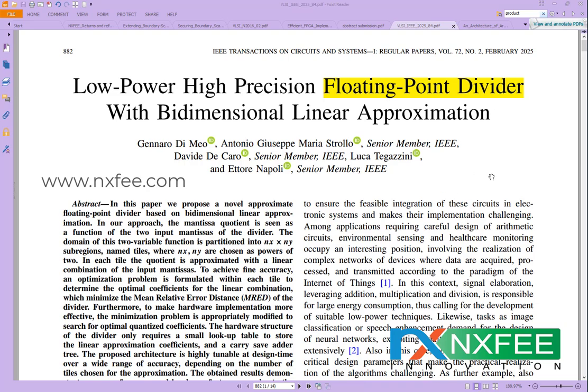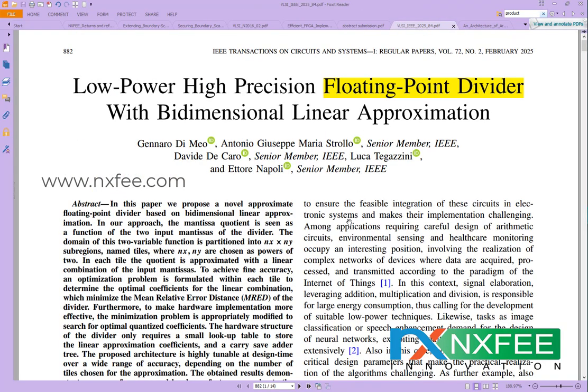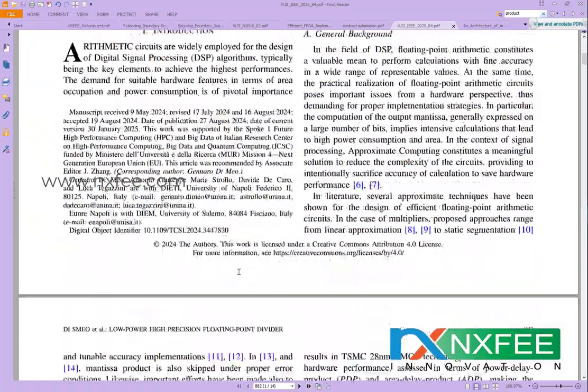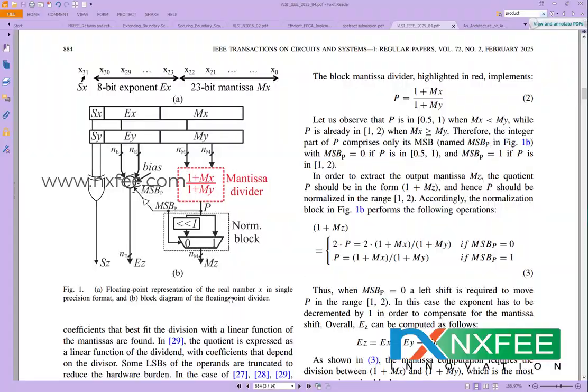Now we can verify the paper. This paper is fully designed for the floating point divider with a bidirectional linear approximation. Instead of the existing traditional architecture of the floating point division method, here we introduce a truncated and LUT based floating point division method. Figure 1 shows the structure of the proposed mantissa divider. This is a traditional architecture, but in this paper they use the truncated method. This is the proposed architecture, as mentioned in figure 1.